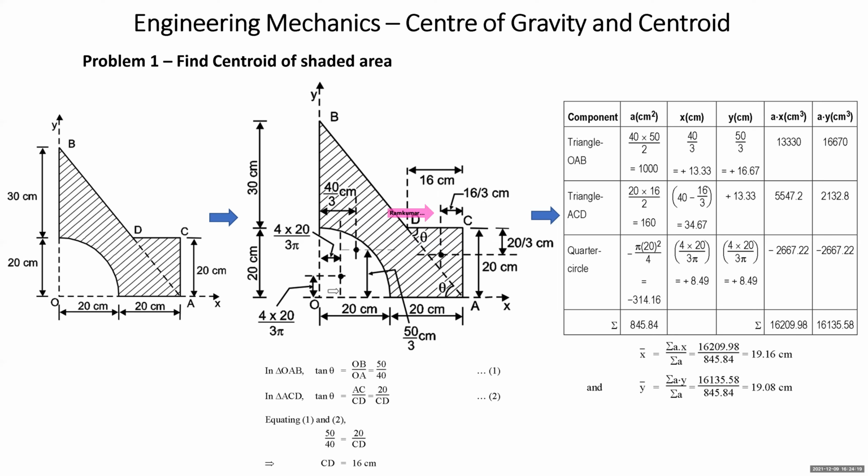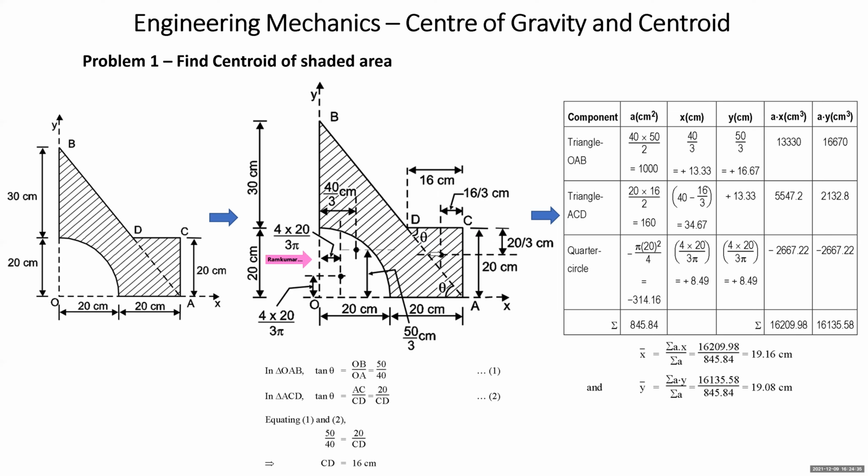In case of the quarter circle, we know that centroid is at a distance of 4r upon 3 pi from each base. This is one base. From that, it is 4r upon 3 pi. From this base, it is at 4r upon 3 pi. Now we have marked the centroid of each component.